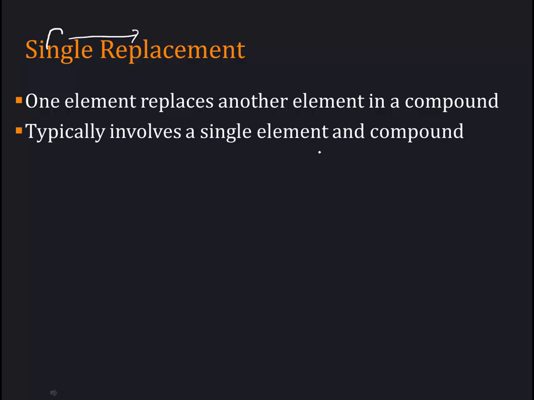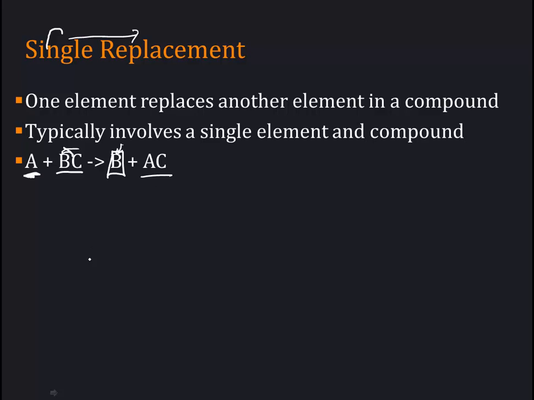Single element and a compound. I guess it doesn't have to be a metal. The general formula for this is something by itself plus a compound reacts to produce something that used to be in the compound, right? B used to be bonded with C, but now it's split off from that. It's all by itself, and so we get a different compound.